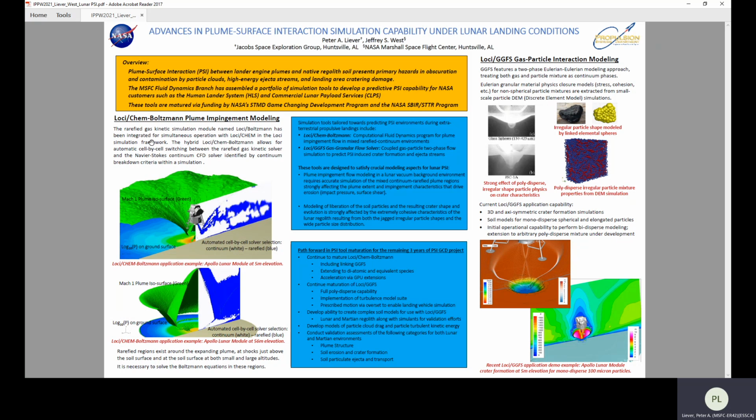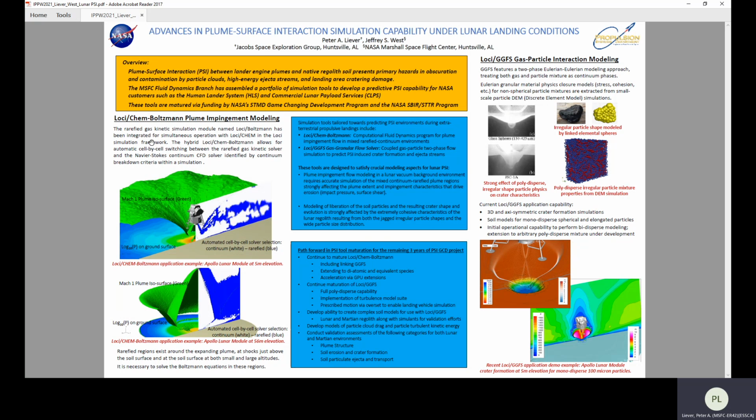On the left hand, we see the LOCI-Chem Boltzmann plume impingement modeling capability status. Within the same simulation, a switch is possible from the continuum flow solver LOCI-Chem to the LOCI Boltzmann rarefied flow solver, triggered by breakdown criteria at the cell interface. This allows a hybrid Chem-Boltzmann simulation capability, which was demonstrated recently for 3D simulations of the Apollo lunar lander impingement flow, shown in the images below.